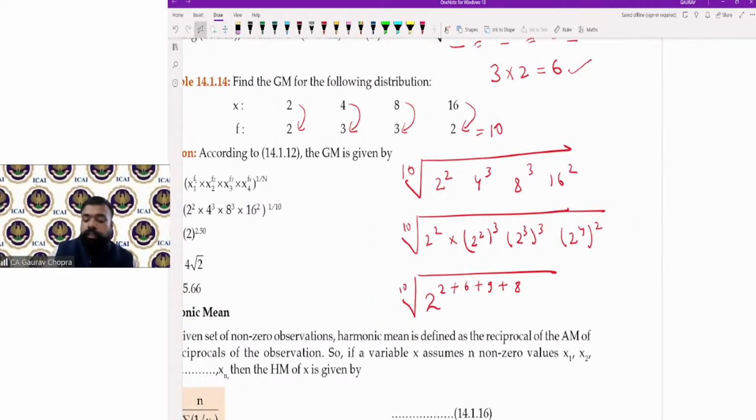So the result is 2 to the power of 25. And since it is 10th root, 10th root can be written as 1 by 10. So 2 to the power of 2.5.